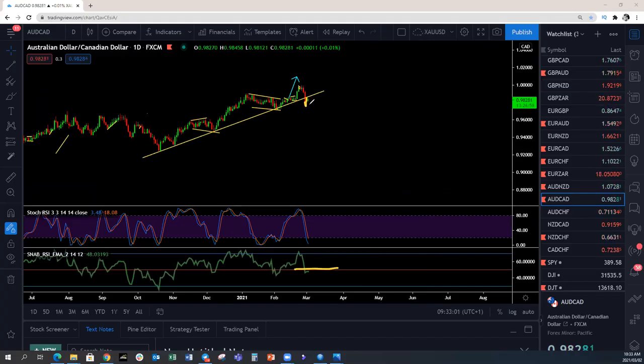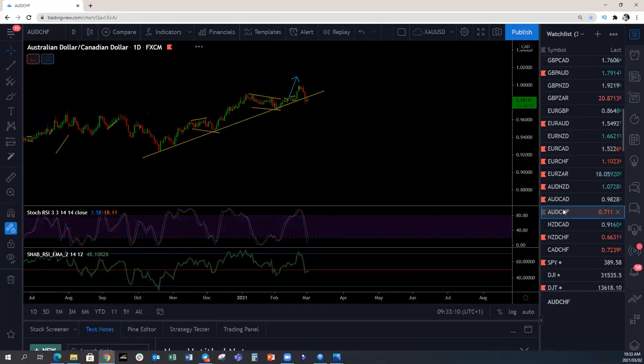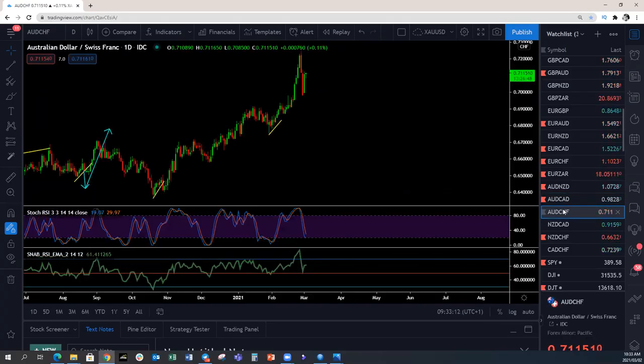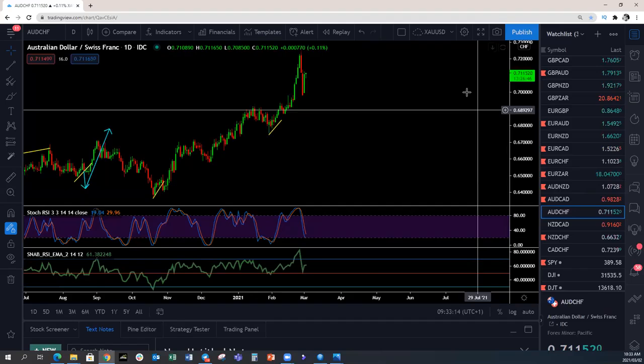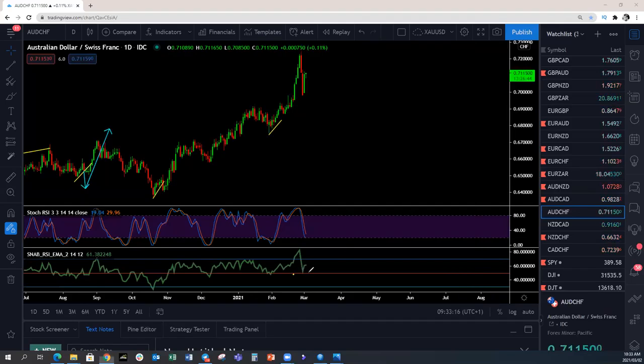If you get a setup on the 1 hour for a sell here, you can take it down here on Audi CAD because the daily would have dipped below 50 already. Audi Chief, you can see that as soon as the daily RSI came to around 50, we've got a bounce. So that's why you don't want to sell this before you get that confirmation.